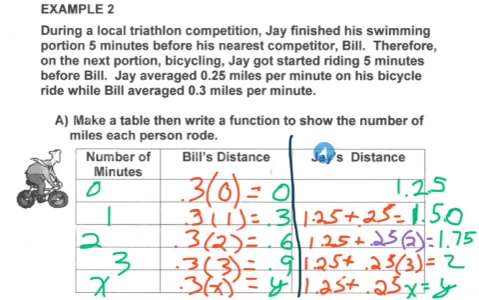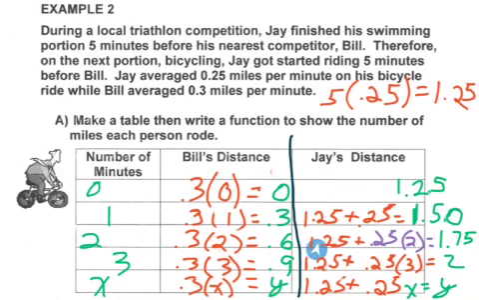What you have to do for Jay is figure out that he had already been riding for 5 minutes, and he averaged 0.25 miles per minute. So that means to find out how far ahead he was, you have to do this. That's 1.25. All right. That's where we're coming from, saying that Jay started off 1.25 miles ahead, and then he continues to have that 1.25 gap added each time. He's riding at a slower rate, 0.25 miles per minute, than old Bill over here, but he's got a little bit of a head start.